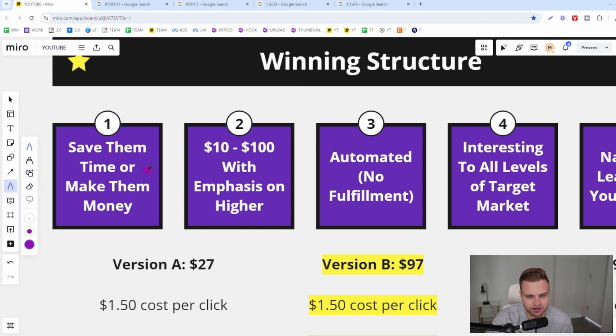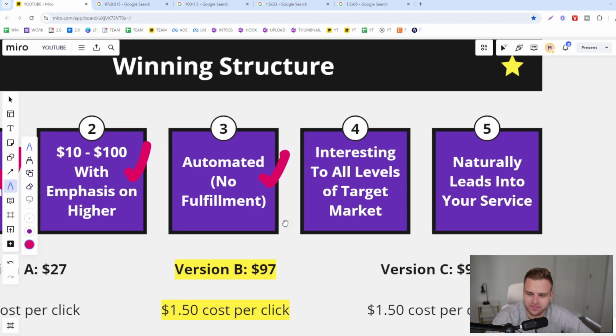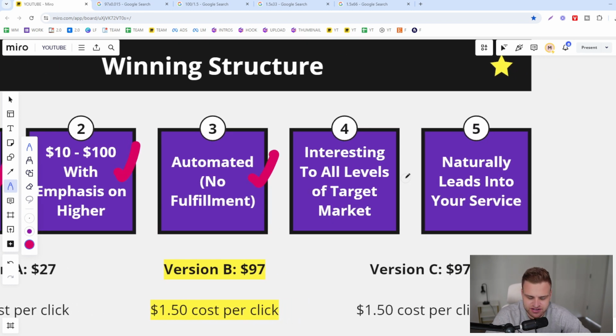Let's get a marker here. Check number one. Oh, it's purple on purple action. It's in the $10 to $100 range because it was $97. Automated, no fulfillment. You just share them with a link. It's interesting to all levels of the target market. It's interesting to drop shippers. It's interesting to people who don't even have an e-commerce store.